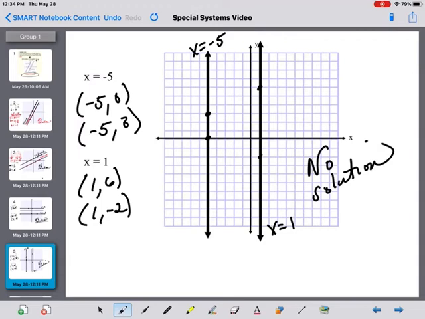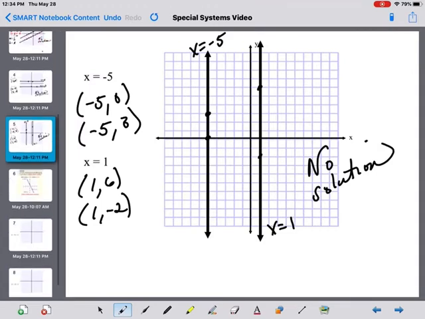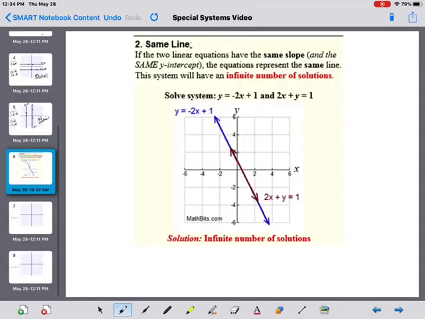All right, so there are a couple of problems where the answer would be no solution. Okay, let's go on to our second special case with systems if you have the same line.